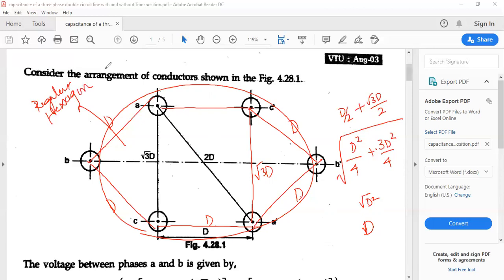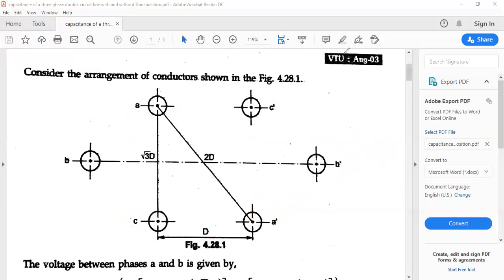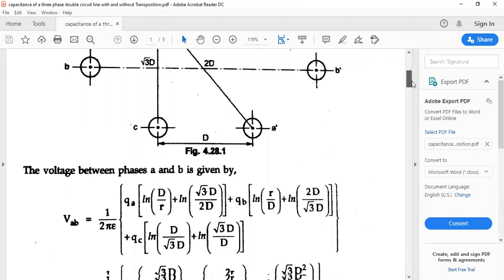Regular hexagon which is there. So this is one thing which I wanted to highlight, which I missed out in the inductance term. So moving on to the derivation part.